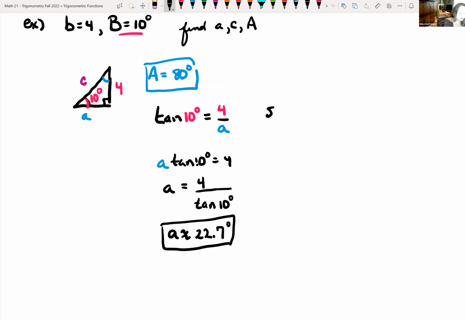So sine of 10 degrees is equal to the opposite, which is 4, all over my hypotenuse, which is C. So if we multiply both sides of our equation by C, we have C sine of 10 degrees is equal to 4. To get C by itself, we can divide both sides by sine 10. And so C is equal to 4 divided by sine of 10 degrees.